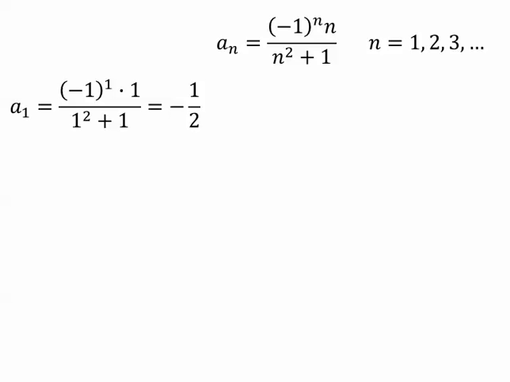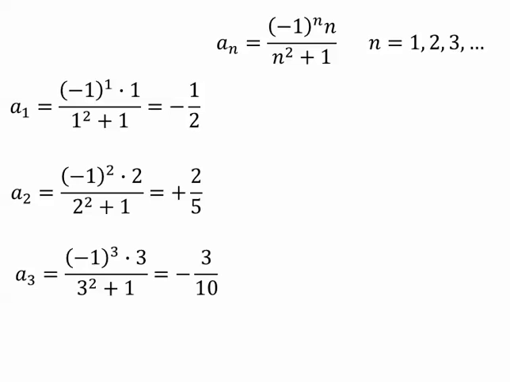Try n equals 2. See if you can do that. For n equals 2, I get positive 2/5. Now try n equals 3. For n equals 3, I get negative 3/10. Let's try it one more time. Try n equals 4. If n equals 4, I get 4/17.